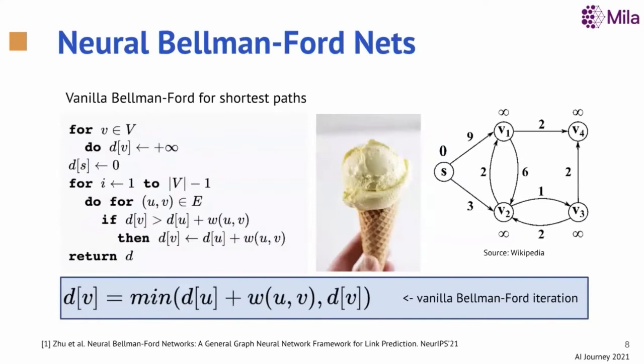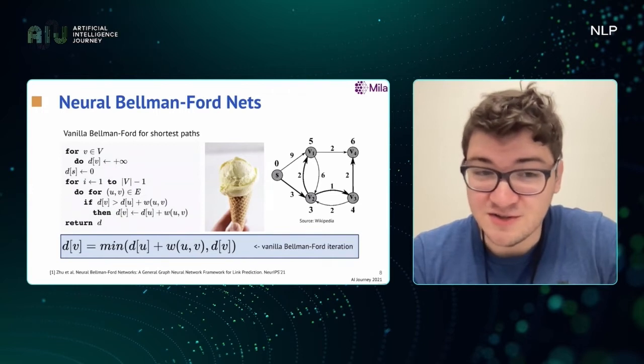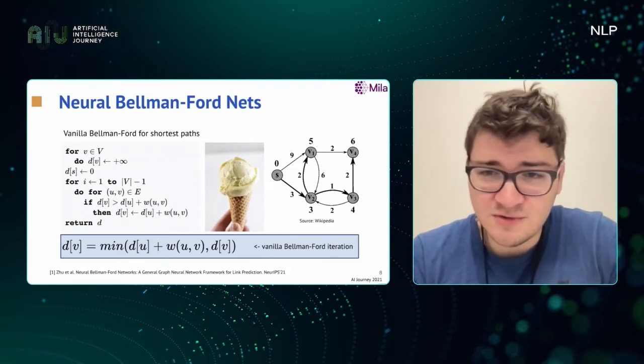Let me begin with the first, Neural Bellman-Ford Nets. We're all aware of the classical Bellman-Ford algorithm from computer science and algorithms and data structures courses. It is dynamic programming for shortest paths in a graph. The key iteration is pictured here: updating the distance to the current node, we take the minimum of the distance from the previous node and the distances from V2, V3, V1, and the standard algorithm does the processing.